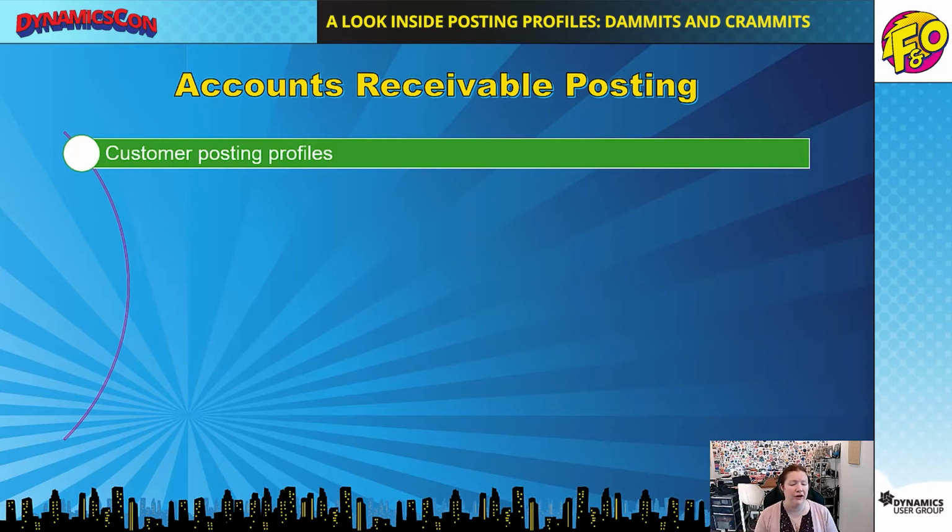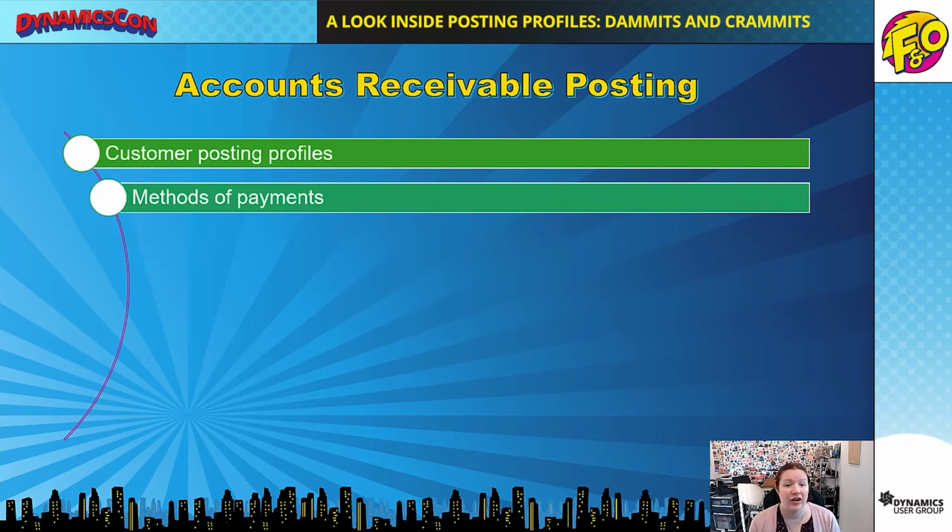This posting profile is used to determine which summary account, which is a main account, should be used when posting customer balances into the general ledger. This summary account is also referred to in most organizations as the accounts receivable trade account.